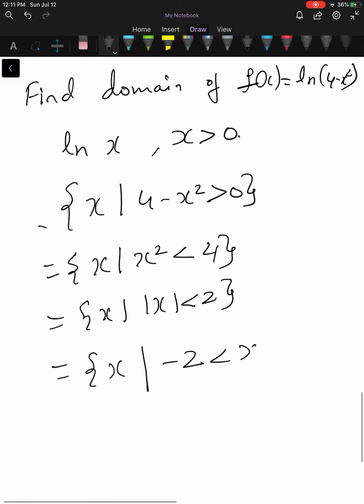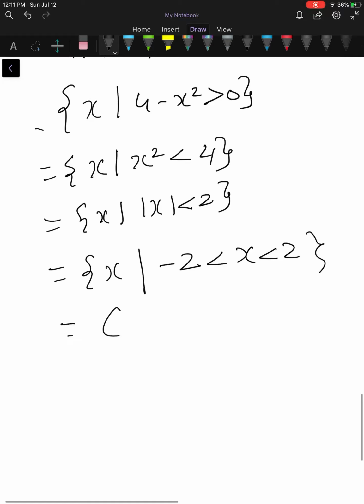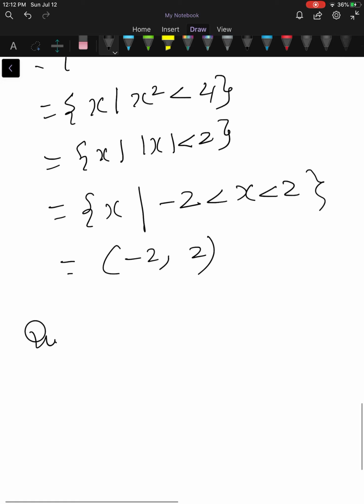What do you mean by absolute value of x less than 2? That means x lies between negative 2 and positive 2. Therefore the domain is the open interval negative 2 to 2. You can also draw the graph by establishing a table of values, and also find the asymptotes accordingly.